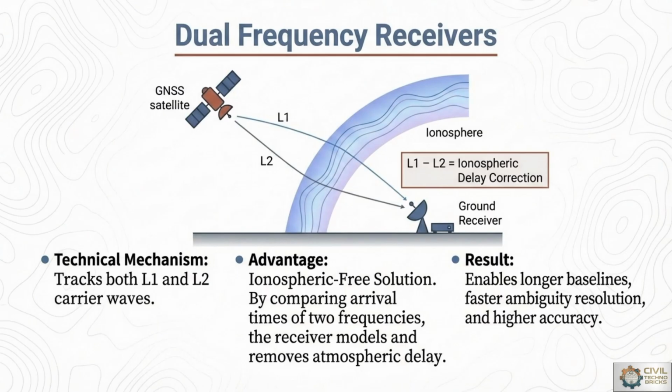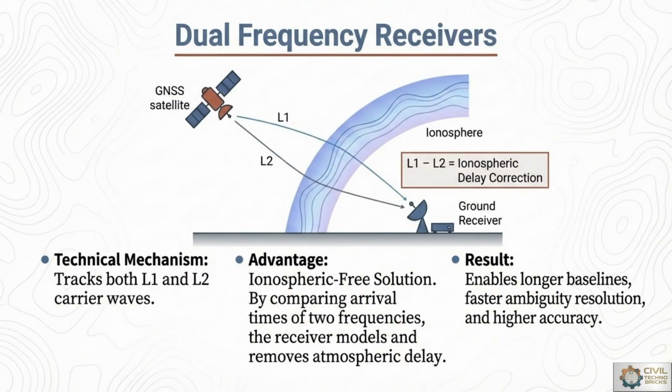These receivers are preferred for engineering surveys, which are most important, and for precise GIS and geodetic applications. What are the advantages of dual frequency? It gives an ionospheric free solution, provided by comparing the arrival times of the two frequencies, L1 and L2. The receiver models and removes atmospheric delays by using the delay correction.